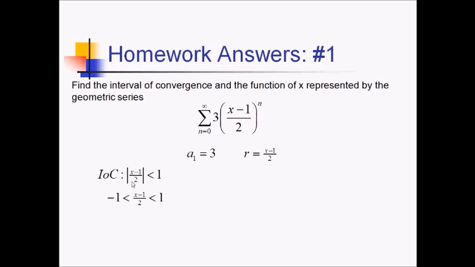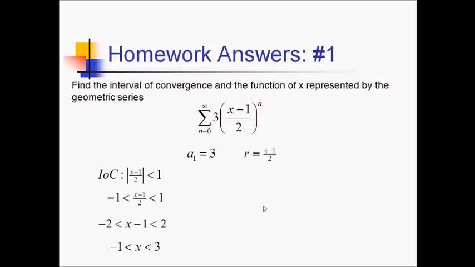You also could have multiplied by 2 right away, but we could do the 2 down here as well. So multiplying everything by 2, that'll be negative 2 less than x minus 1 less than 2. And then adding 1 to all three sides here, we've got negative 1 less than x less than 3. So that's our interval of convergence for this series and the function.